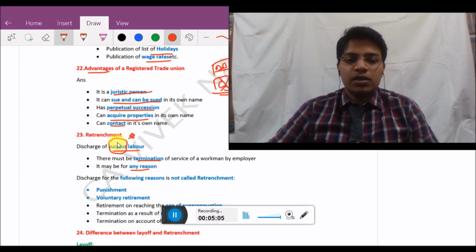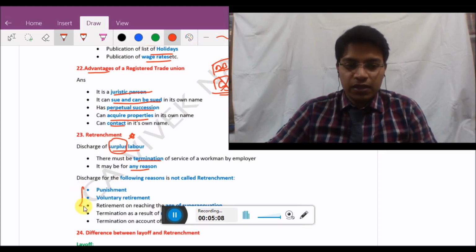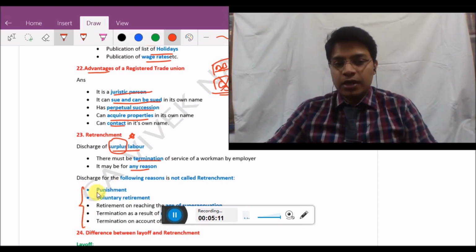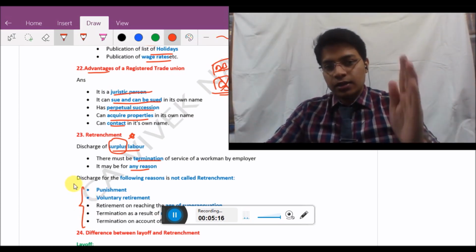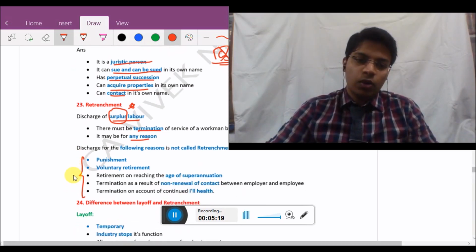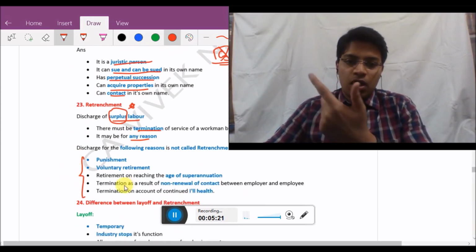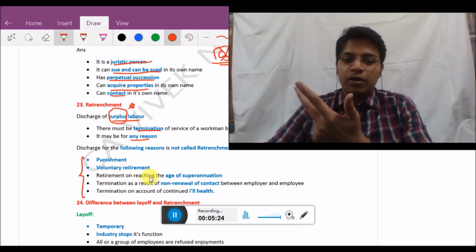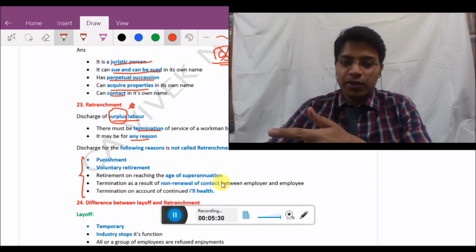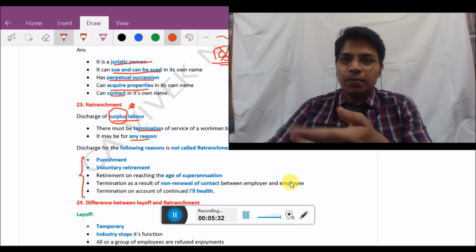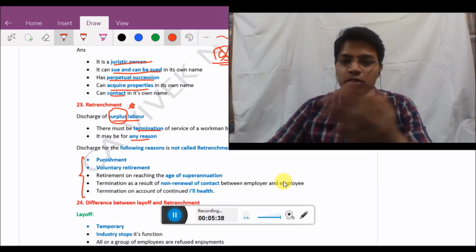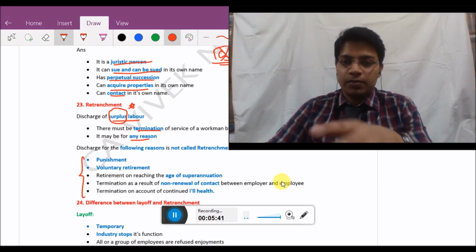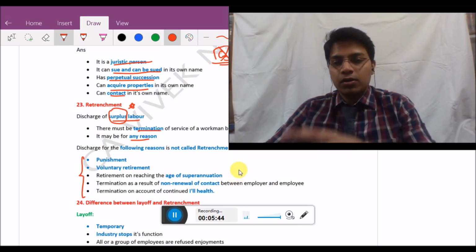If the surplus labor is discharged because of these reasons, then it is not called retrenchment. Except these reasons, if the surplus labor is discharged or terminated for any other reason, then it is called retrenchment. So what are these reasons? Punishment, voluntary retirement, retirement on reaching the age of superannuation, termination as a result of non-renewal of contract between the employer and the employee. There is an employment contract between the employer and the employee, and if that employment contract is not renewed, the services of the employee get terminated.